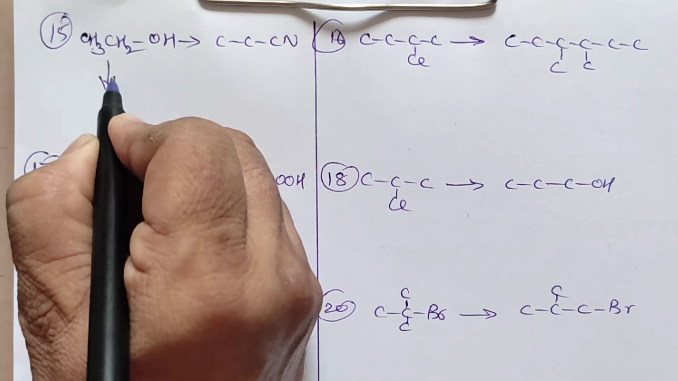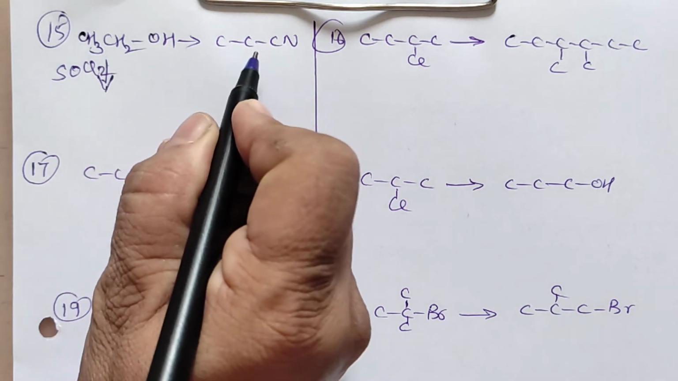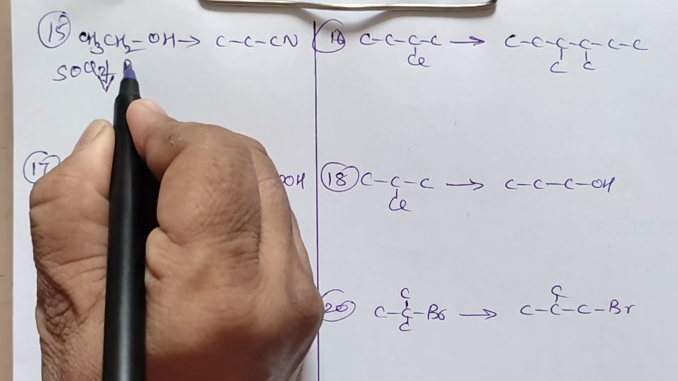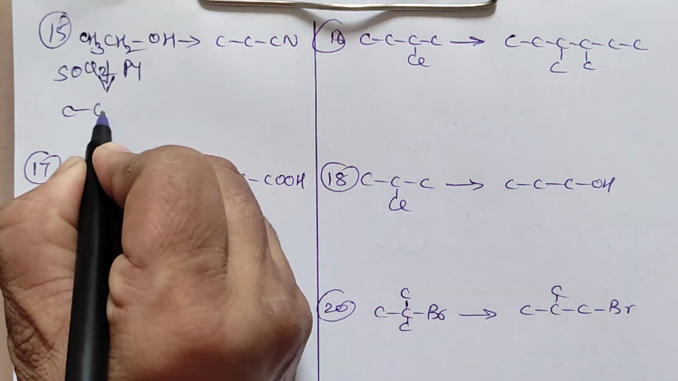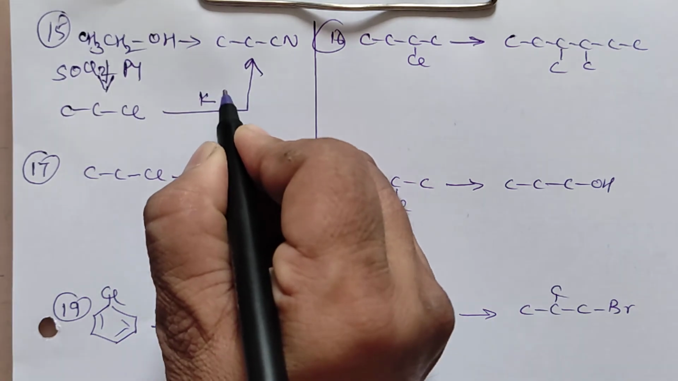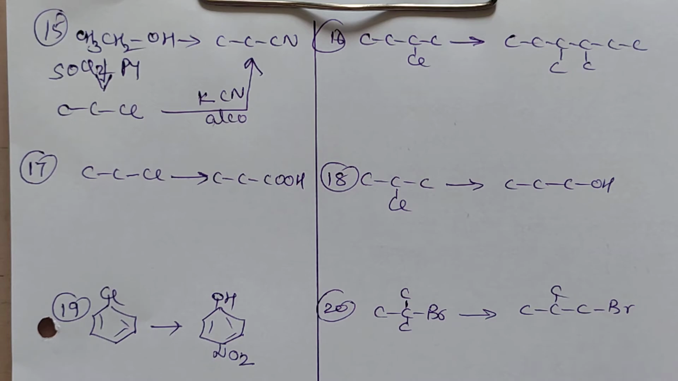So first, you can treat it with thionyl chloride. Whenever we want to increase carbon, first you introduce Cl here in the presence of pyridine. So you will have 2 carbon chloride. Now it is very simple. You can just treat with alcoholic KCN. Children, I am writing the carbon skeleton, but whenever you are writing in the exam, you will be completing the valency. That is not a big deal.